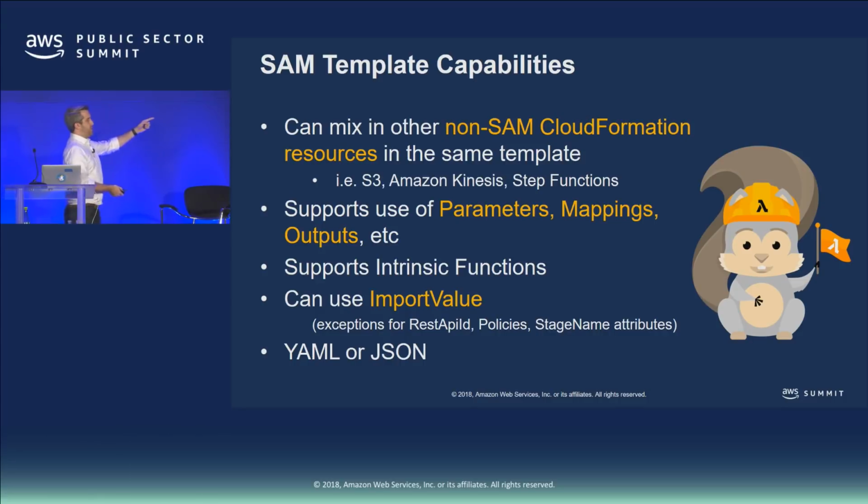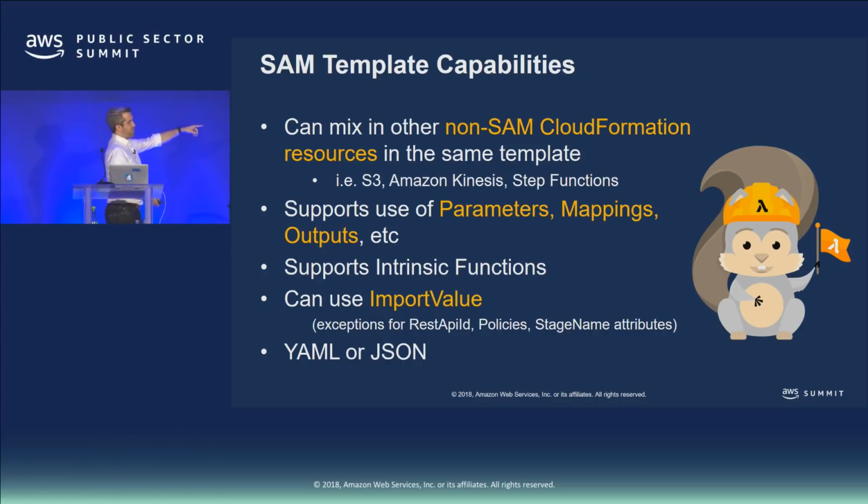Again, it supports the capabilities I just had before: parameters, mappings, outputs, et cetera. It supports what are called intrinsic functions. This is kind of a core capability of CloudFormation. Again, import, export, and you can write your SAM templates in either YAML or JSON, depending on what it is that you like to use.